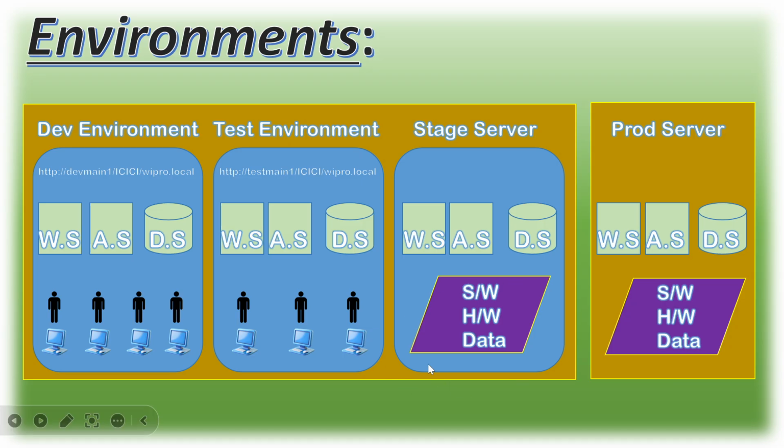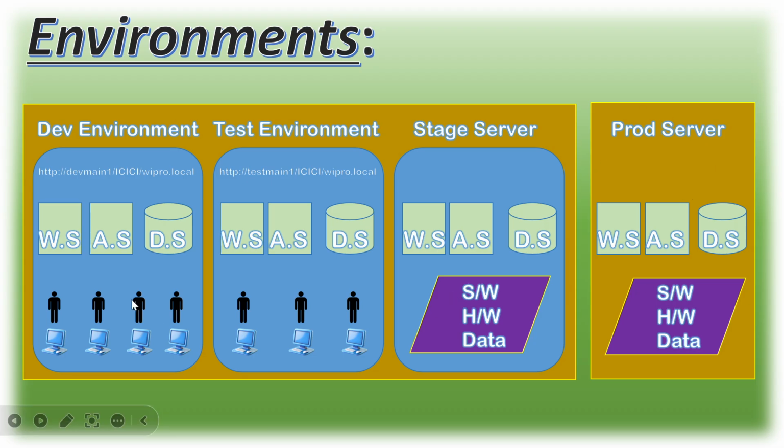So there will be one stage server in our company which is very similar to the production server. That means the software, the hardware, and whatever is data related. It can save thousands of records. So this is very similar to the production server.